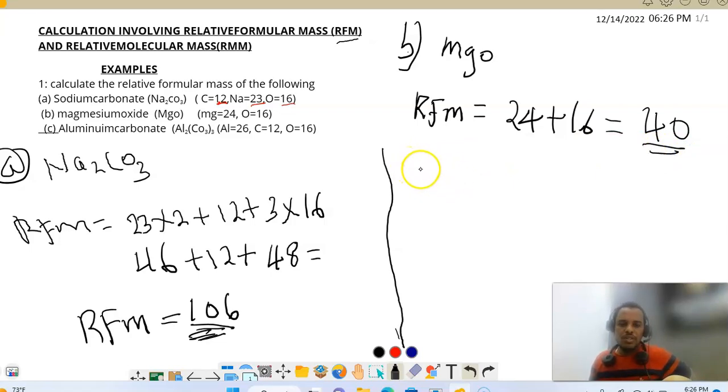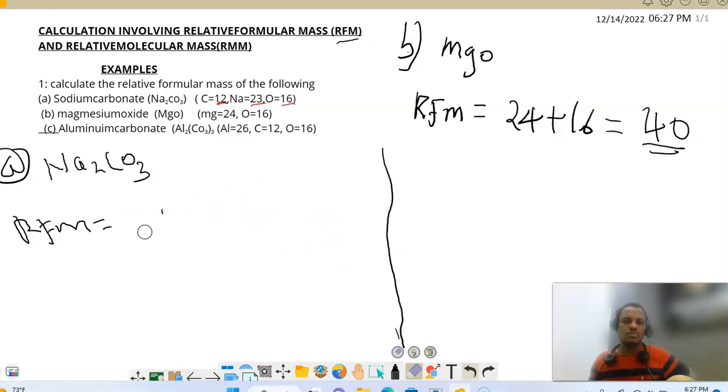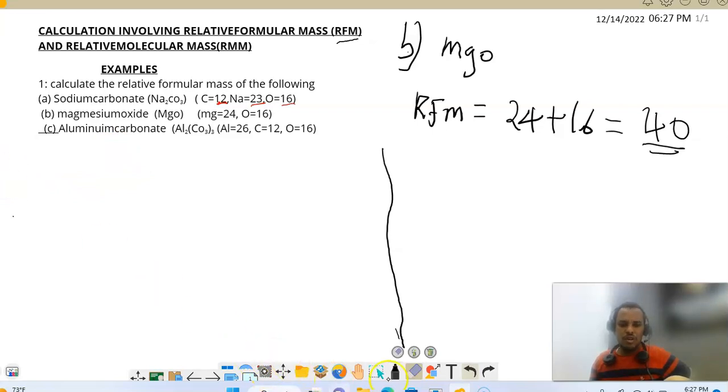Okay, we have the other question. Question C, aluminium carbonate. We don't have space, so let me get a rubber and wipe this board. Okay, we have now C, aluminium carbonate.